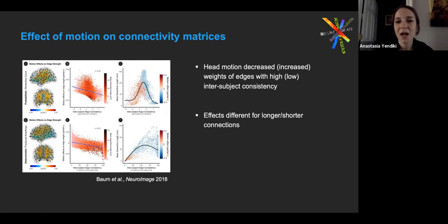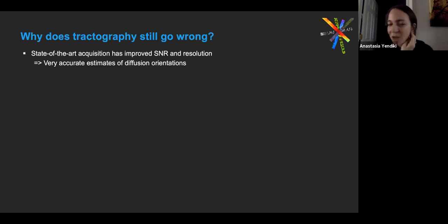So the head motion decreased the weights of edges with high intersubject consistency and increased the ones with low intersubject consistency, and the effects were different for longer and shorter connections. So it's important for all types of downstream analyses. So I talked about things that can go wrong in our results, in our studies, because our data quality is an issue. But there are cases where even with perfect data quality, tractography would not give us the right answer. And that's where all the validation stuff comes in.